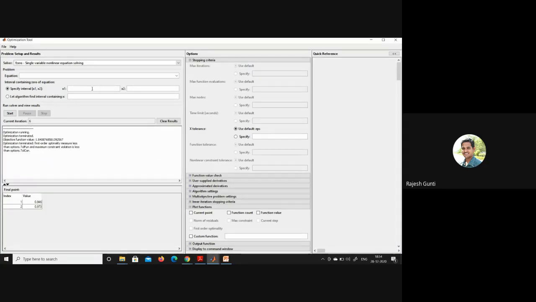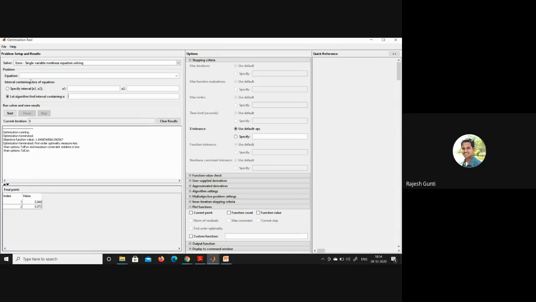If two variables are there, we... For a single variable non-linear equation, we give a starting point or an interval. If it is an interval, we'll mention that; if it is a starting point, we'll mention this. Only one point. Interval containing zero of the equation. Suppose if you want to give an initial value, we'll put this value.